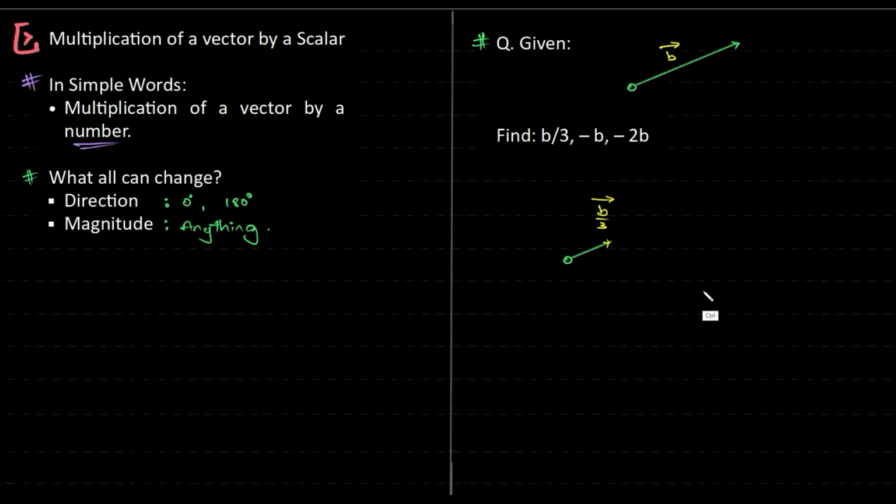Right? So let's talk about minus B. What does minus B mean? Well, our head becomes the tail, and the tail becomes the head. The length will remain the same, but the direction will be flipped. So this is our minus B. This is our plus B by 3.